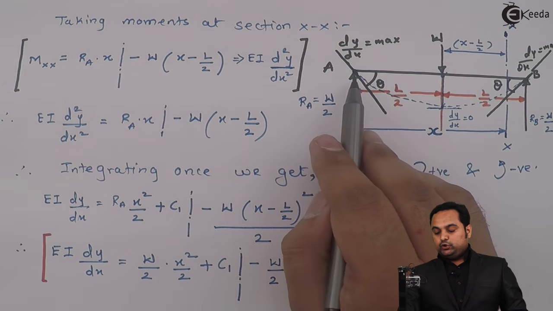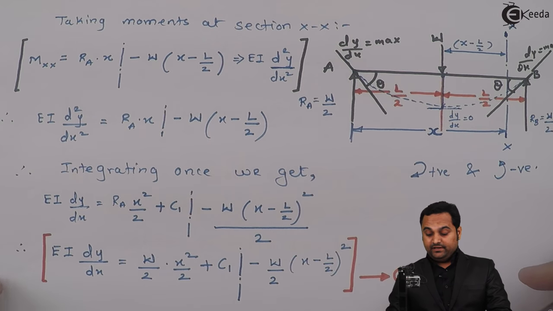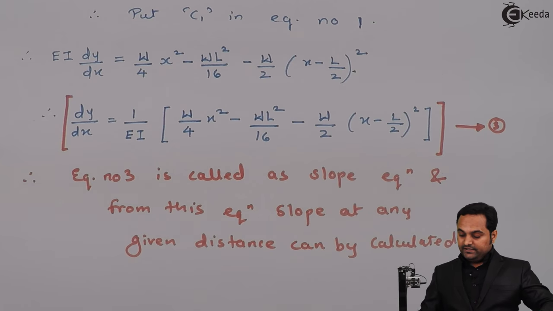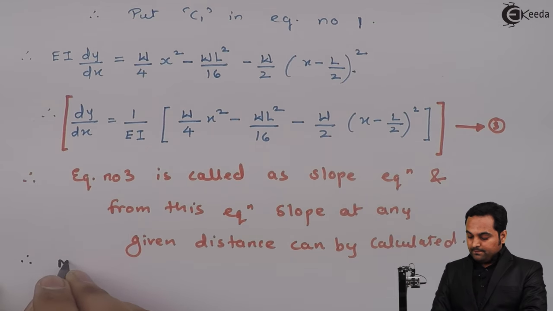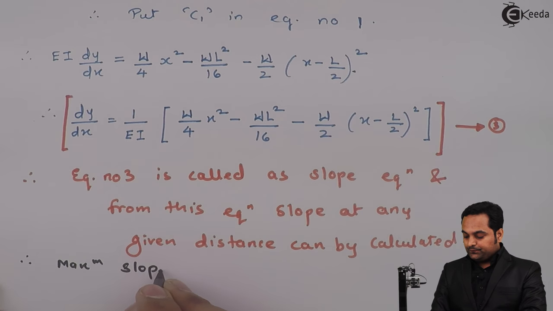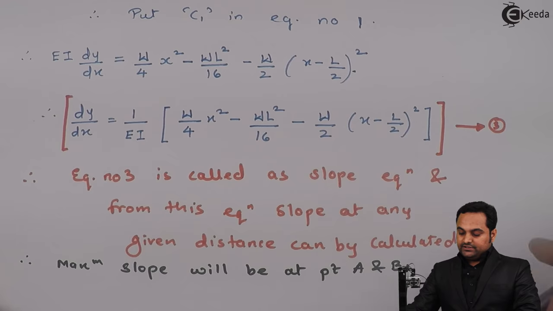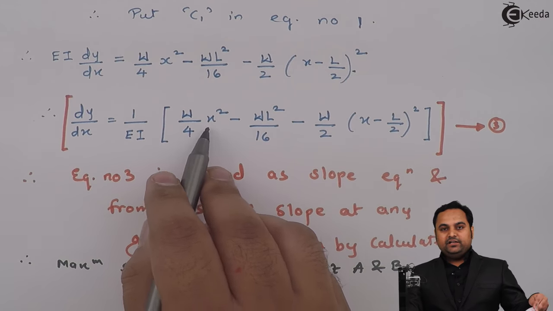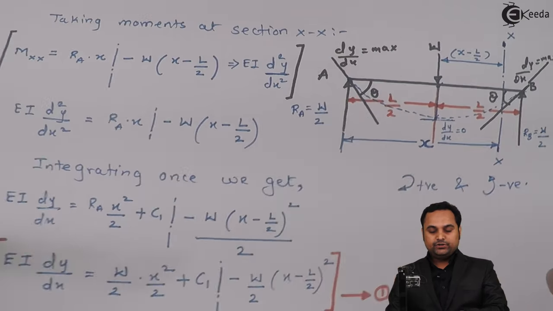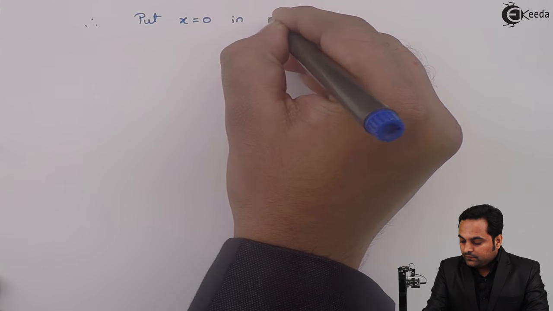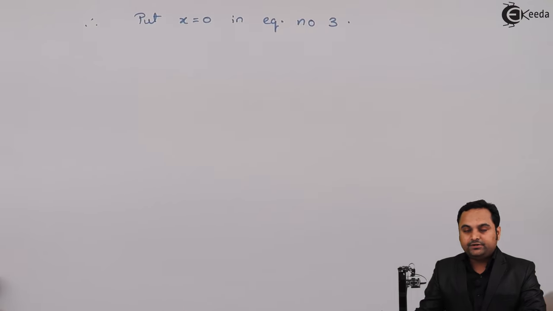So now I'll calculate slope at point A and at point B, that is the maximum value, because in the question they were saying to calculate maximum slope. So I'll say that therefore maximum slope will be at point A and B. Hence, first at A, x value will be 0. Therefore, put x is equal to 0 in equation number 3.